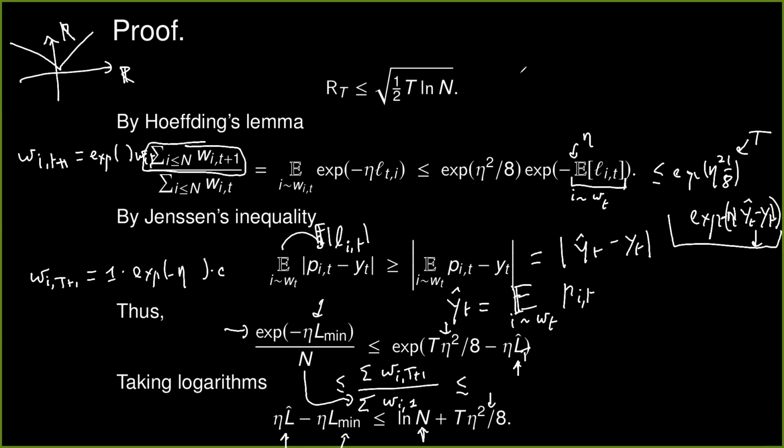Oh, sorry, I forgot to write the bound. So regret equals L hat minus L min. And I claim that this is bounded by 1 over eta ln n plus d eta divided by 8. And now there are no restrictions on eta, so we just need to optimize over eta, and we get this thing.